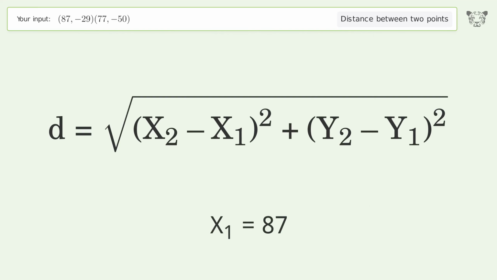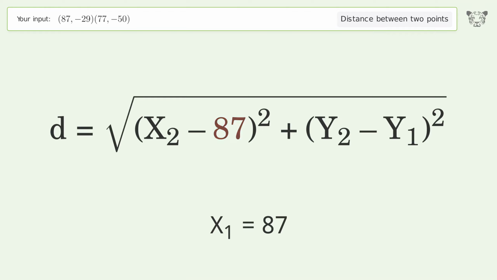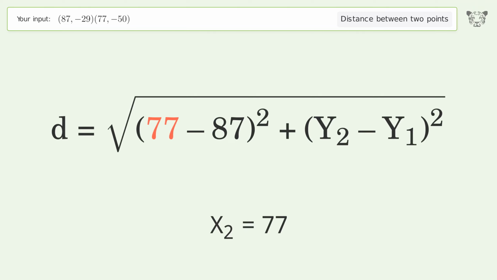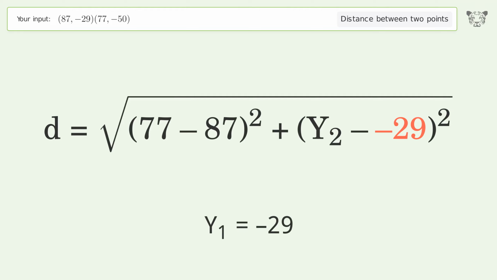x1 equals 87. x2 equals 77. y1 equals negative 29. y2 equals negative 50.